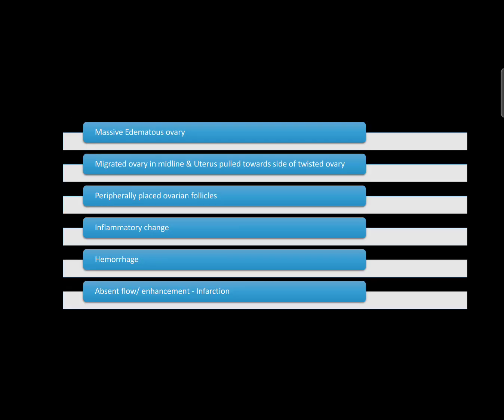So, as had been mentioned before, imaging-wise, the findings that we encounter are a massive edematous ovary, an ovary which has migrated to the midline, a uterus which has been pulled towards the side of the torsed ovary, peripherally placed ovarian follicles with an edematous central stroma, and inflammatory change in the adnexa. In the final stages there is hemorrhage and infarction, which might be evidenced as absent flow within the ovary.